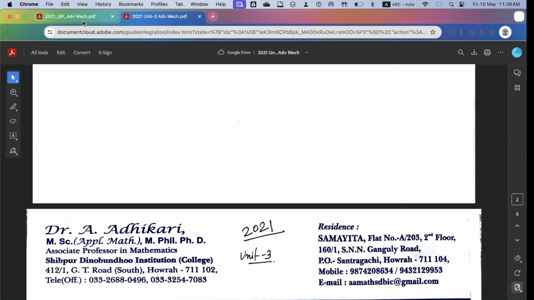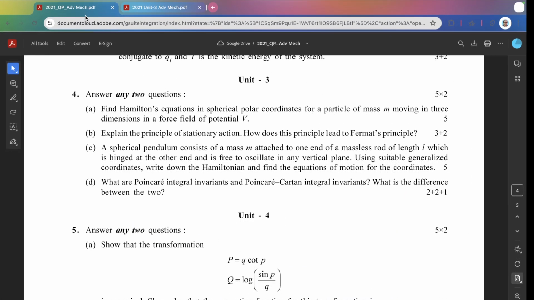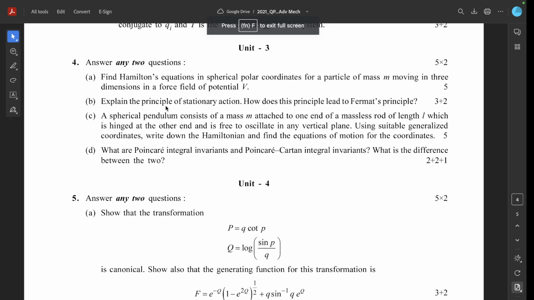Next question, 4b. Explain the principle of stationary action. How does this principle lead to Fermat's principle?